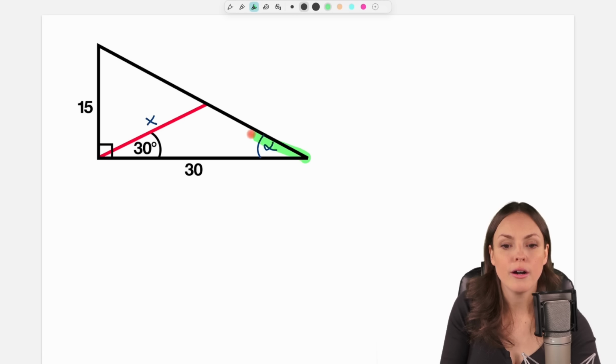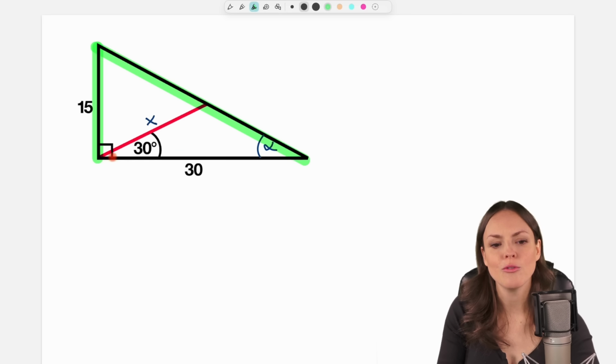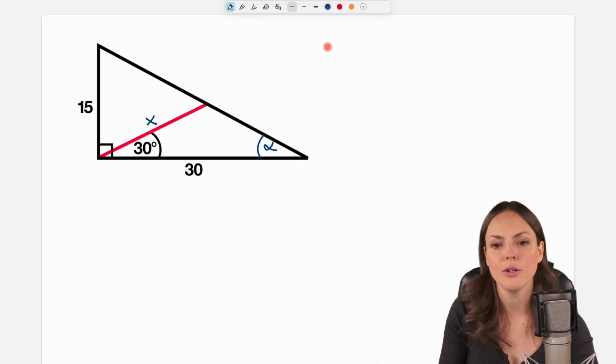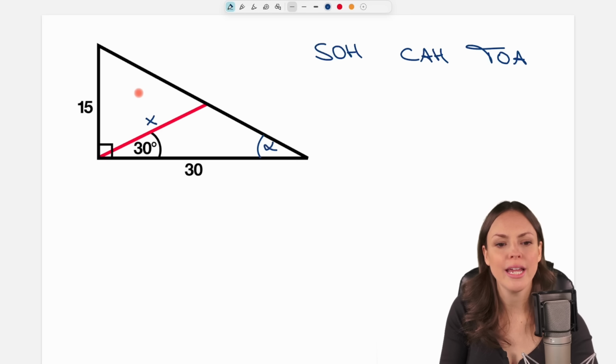Alpha is part of this big triangle, which is a right triangle. So in right triangles, we are allowed to use sine, cosine, and tangent. The question just is, which one are we going to use for our scenario here? There is a help if we write this as SOH-CAH-TOA, and take a look at what we have here in our triangle and what we don't have.